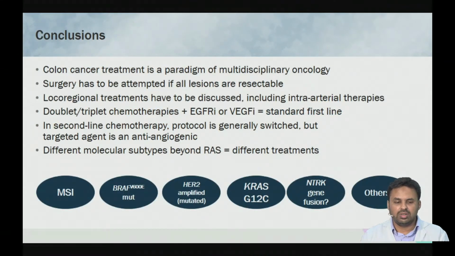To conclude, colorectal cancer is a paradigm of multidisciplinary oncology. Surgery has to be attempted if all lesions are resectable. Local regional treatments have to be discussed, including the intra-arterial therapies. Doublet or triplet chemotherapies with targeted agents are the first line choice of management. In the second line, the protocol can generally be switched, and we can sequence the treatment. If you use the anti-EGFR, we can change it to anti-VEGF. So there are different molecular subtypes which are identified and which can be targeted, which has meaningfully improved overall survival. Thank you for participating in this activity. I thank you for your kind attention.